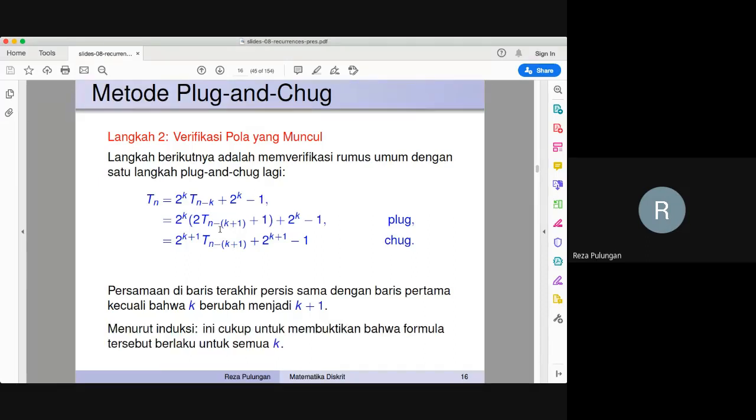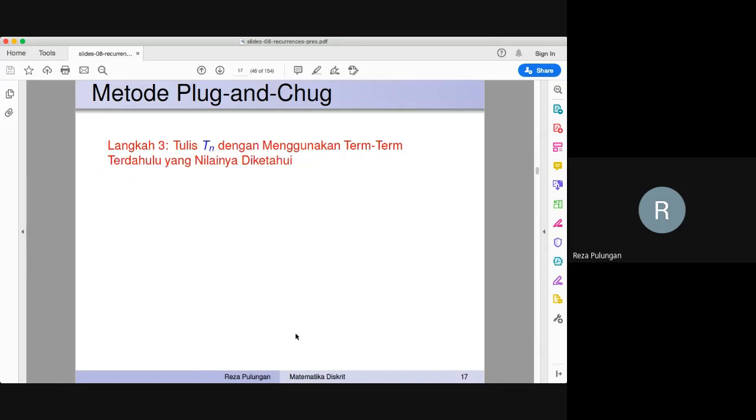And then the last step. According to induction, this is enough to show that the formula applies for all k. Okay, let me continue with the third step. How do we do the third step?